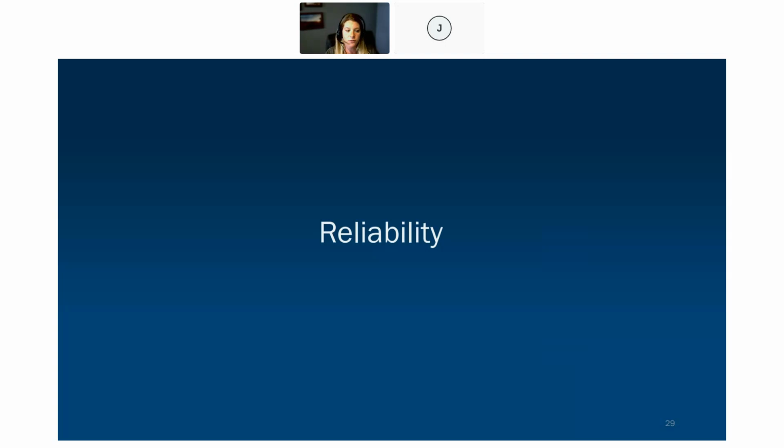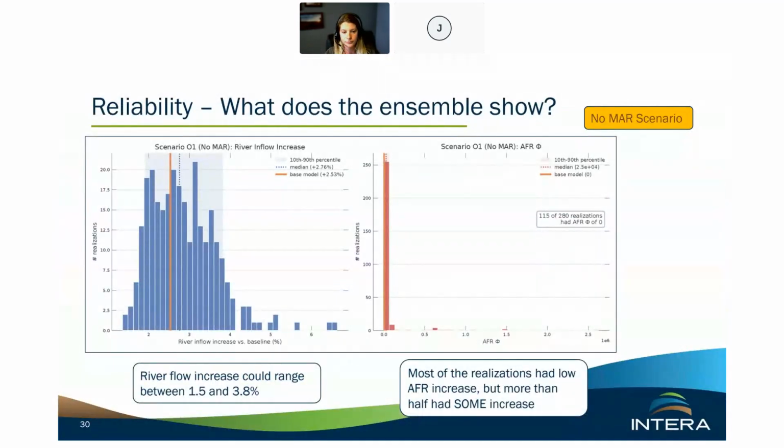So the question is, what if we take these scenarios? We've got 2 different deferred permit pumping scenarios, one with MAR, one without MAR. What if we simulate that across the entire ensemble stack? What does our AFR triggering look like then? And what does the river influx objective look like as well? So this is what comes out of that.